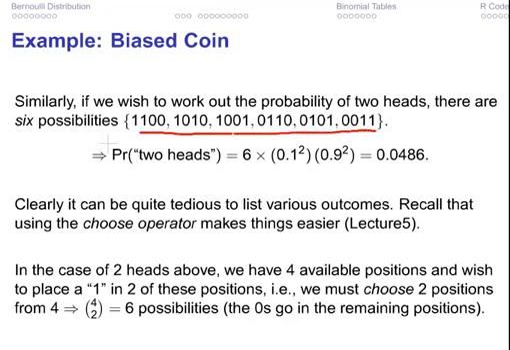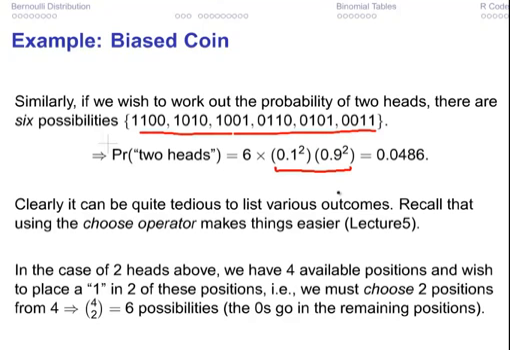Now for each of those trials, we're using the same rationale, but the probability would be calculated as follows: 0.1 squared times 0.9 squared. So it's very similar to what we've done the last time around. For each of those six possible outcomes, we multiply by six. So the probability of two heads will be 0.0468.